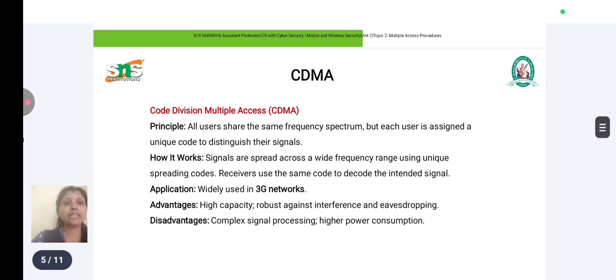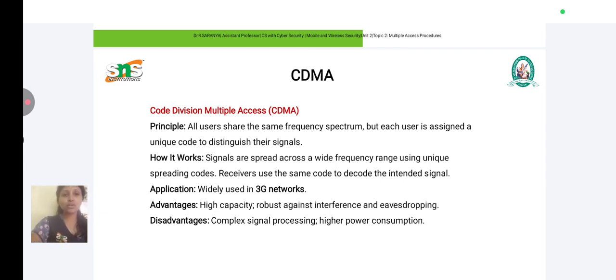Next, now let us see the CDMA. CDMA stands for code division multiple access. The principle of CDMA is that all users can share the same frequency spectrum, but each user is assigned a unique code in order to distinguish their signal. The signals are spread across a wide frequency range using unique spreading codes. Receivers use the same code to decode the intended signals. It's very secure when compared to the 2G network, and it was most probably used by the 3G network.